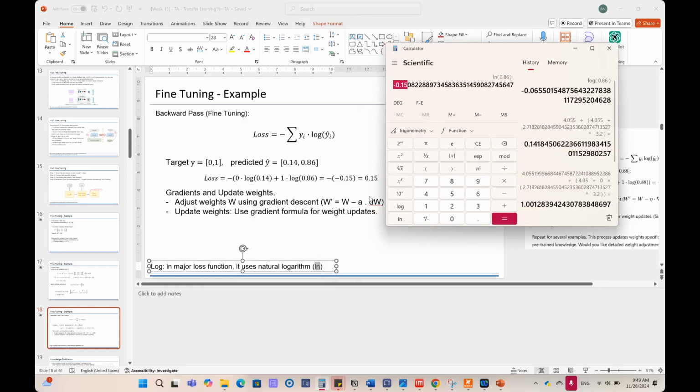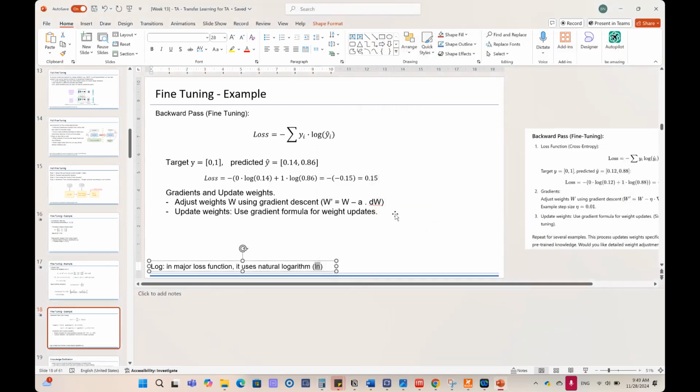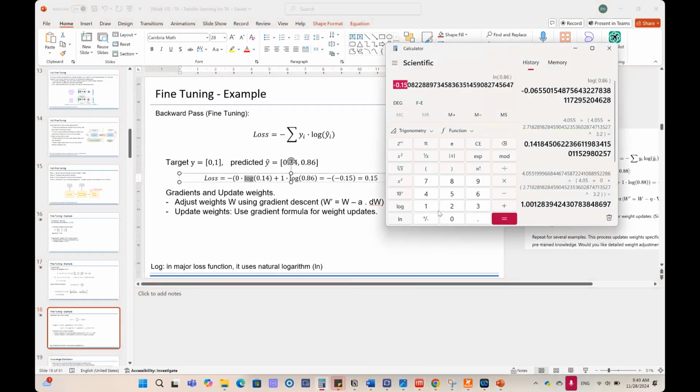Okay, so yeah, in the final exam, I will give you a problem like this one. You need to calculate the loss function. Okay, so the loss function means we use the natural logarithm, the ln function, instead of log, even though this is log. Okay, but you can use the function from the calculator with the ln.